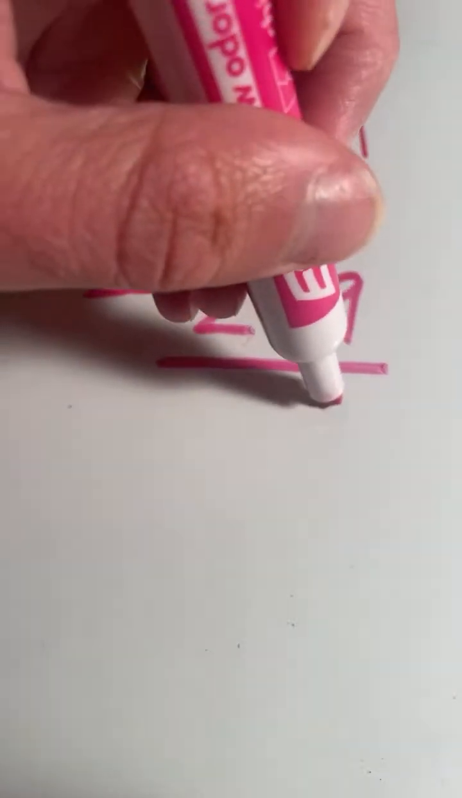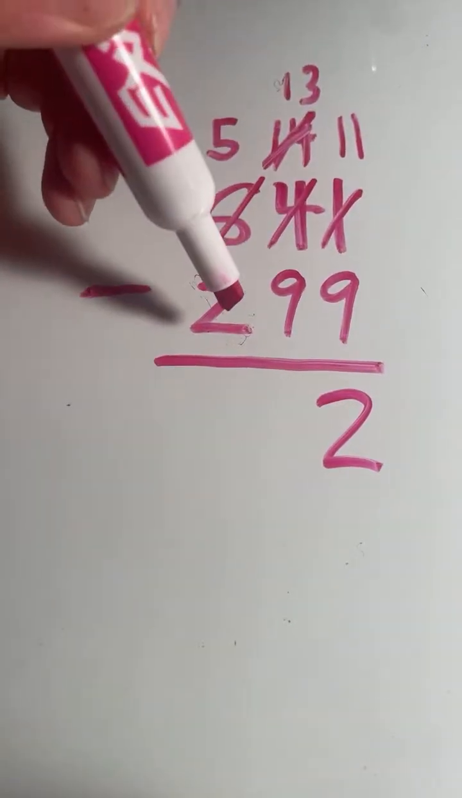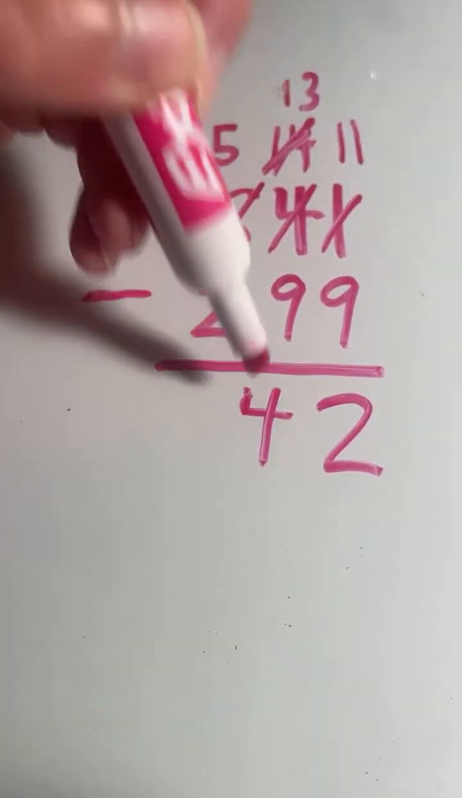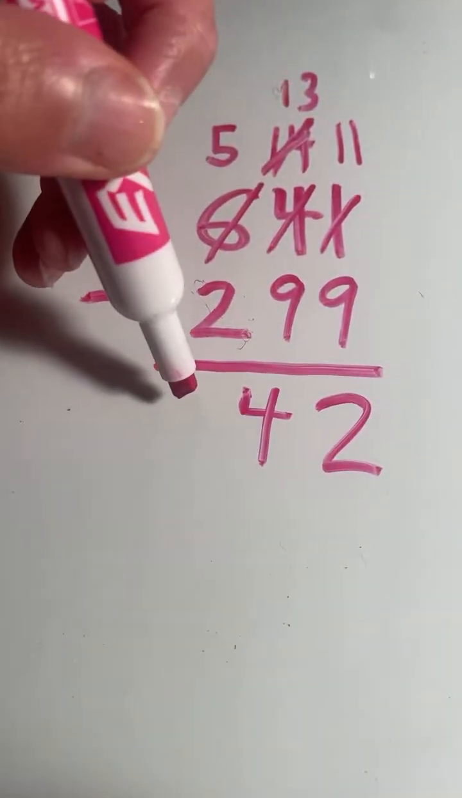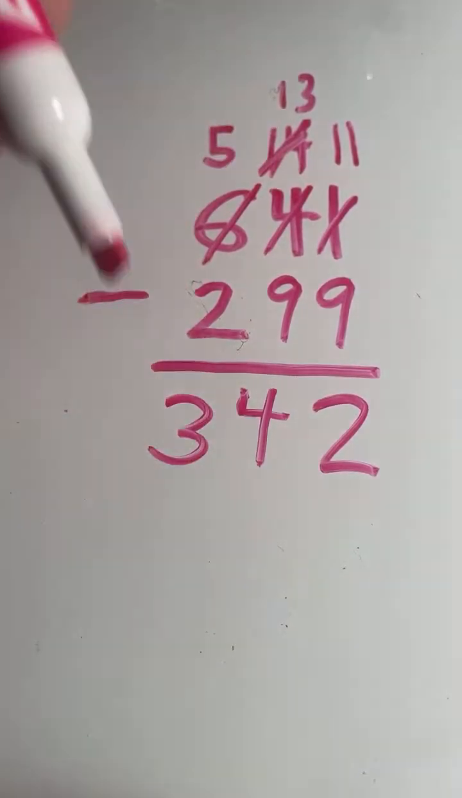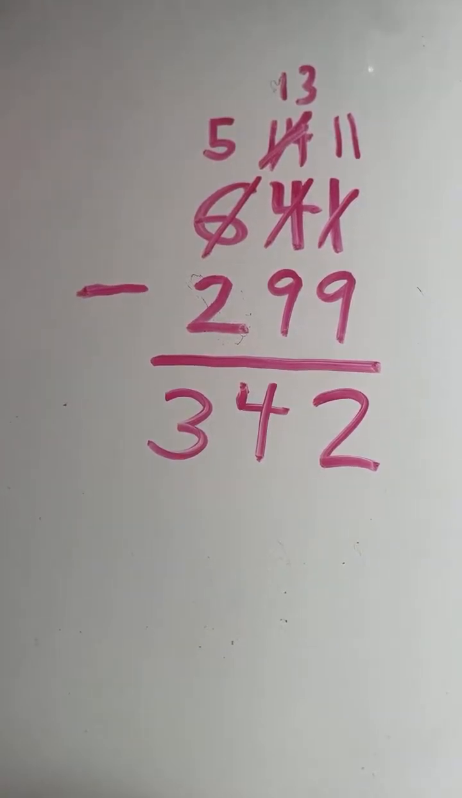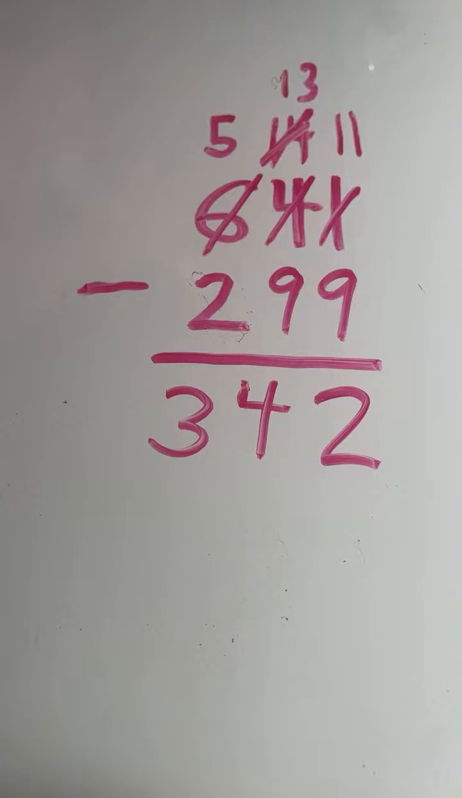11 minus 9 equals 2. 13 minus 9 equals 4. 5 minus 2 equals 3. And we have our final answer, 641 minus 299 equals 342.